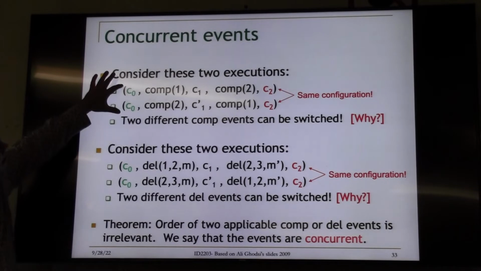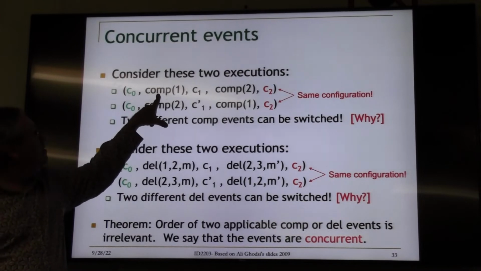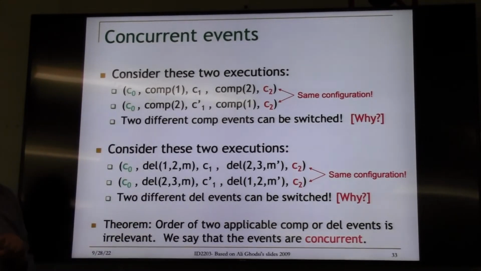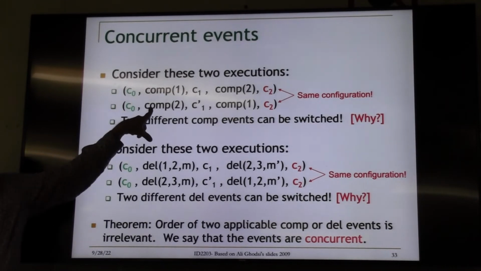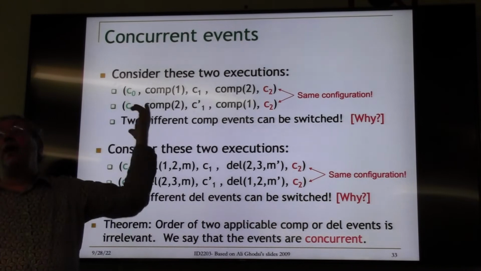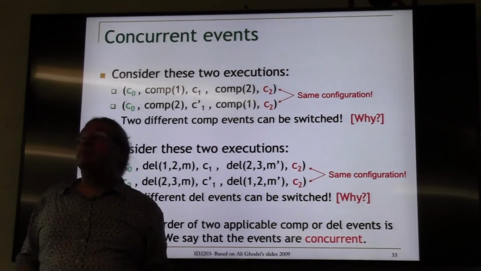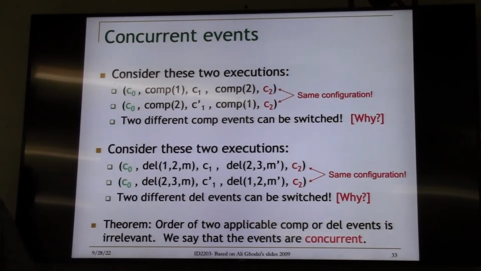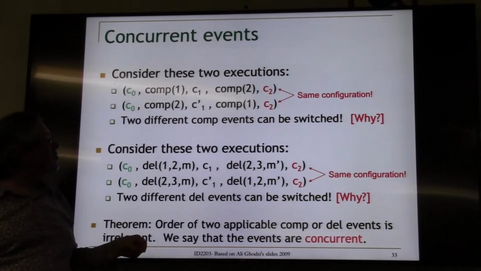Consider these two executions. I start from C0. At C0, I do comp 1, which goes to C1. Then I do comp 2, which goes to C2. But now I do another execution. I start from C0. I first do comp 2, which goes to C1 prime, some different thing. Then I do comp 1, but it goes to the same C2. If I switch these two comps, I'm at the same configuration. Why? What do you think? This is true. I'm telling you, if you do this, you will always end up at the same configuration. Why is that?